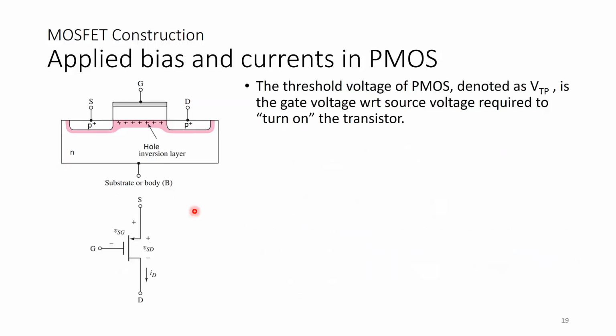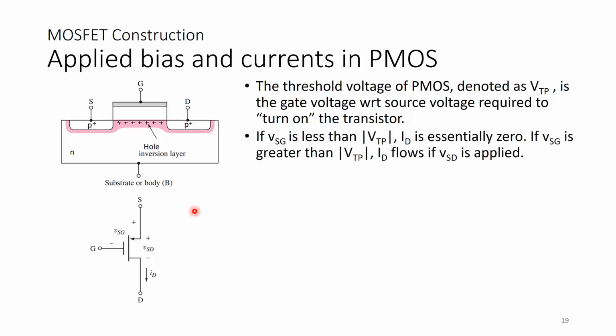Now the same thing with PMOS. Threshold voltage for PMOS is denoted by VTP. It is required to turn on the transistor. If VSG is less than VTP, ID is essentially 0. If VSG is greater than VTP, ID flows if VSD is applied.